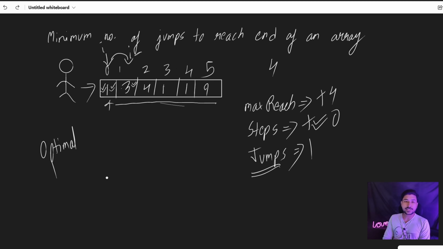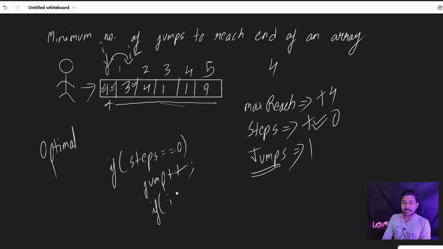So there is a condition that we have to follow. If steps equal to 0, then what we have to do is we have to first increase the value of jumps. After that, we have to check if I is greater than or equal to max reach. If I have crossed the element of max reach, that means that you can't go any further, meaning you cannot jump over the array now. So that means you cannot cross it, you have to return -1.